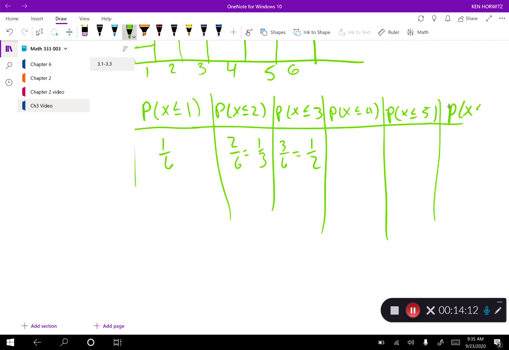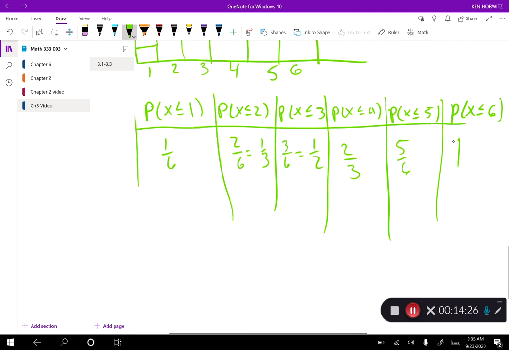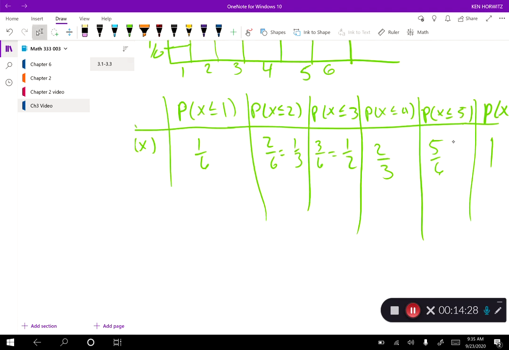Probability of x less than or equal to 6. So for 4/6, 5/6, and 6/6. All right. So the cumulative distribution function, as I've stated, takes into account not just the probability of 3, but everything prior to 3 as well.